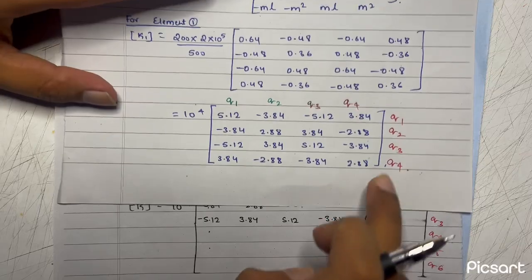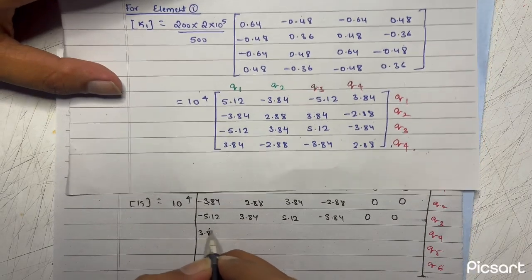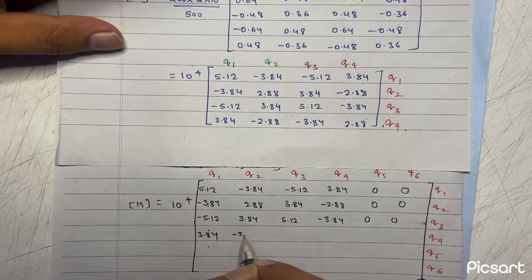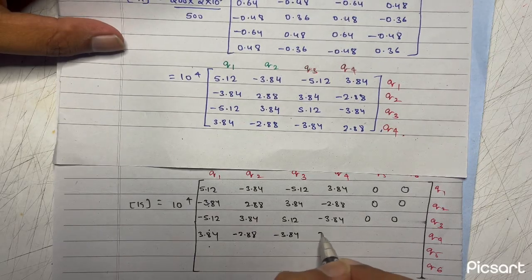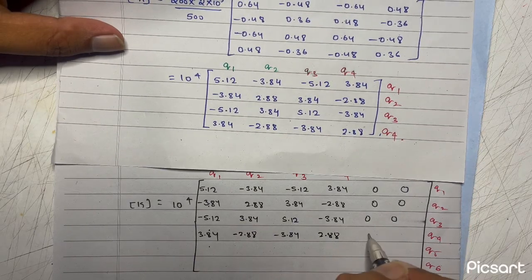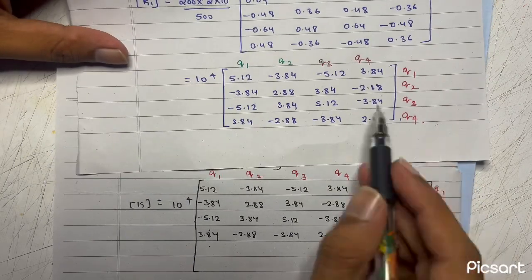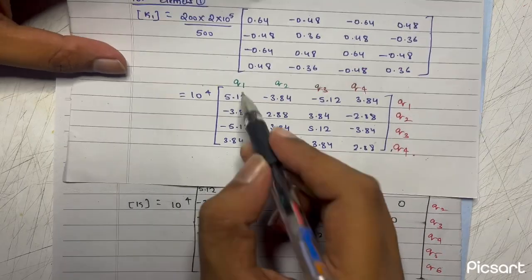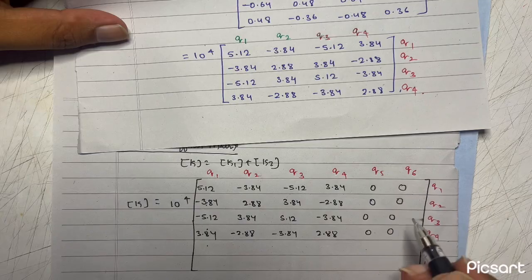Okay, now Q4, here we have Q4, 3.84, that is with respect to Q1, -2.88, -3.84, 2.88, here it is 0, 0. Here we have only Q1, Q2, Q3, Q4, 4 rows. So 4 rows completed. Here we have only 4 columns, Q1, Q2, Q3, Q4. So Q5, Q6 remains 0.